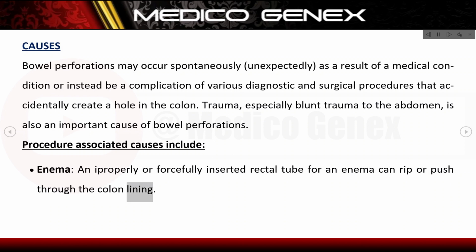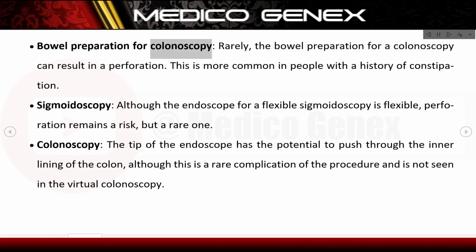colon lining. Bowel preparation for colonoscopy. Rarely, the bowel preparation for a colonoscopy can result in a perforation. This is more common in people with a history of constipation. Sigmoidoscopy. Although the endoscope for a flexible sigmoidoscopy is flexible, perforation remains a risk, but a rare one. Colonoscopy. The tip of the endoscope has the potential to push through the inner lining of the colon, although this is a rare complication of the procedure and is not seen in the virtual colonoscopy.